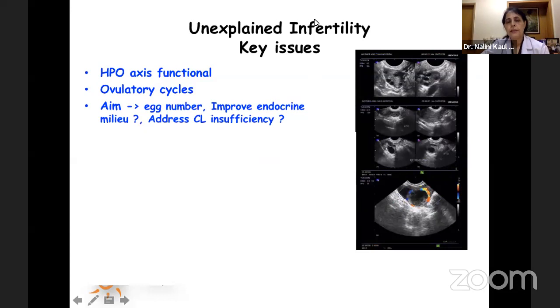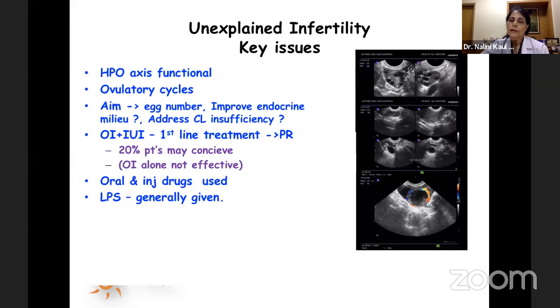Unexplained infertility. Now, what happens here? Your HPO axis is totally functional. The patient is actually ovulating. So why are we giving her ovulation induction drugs? The aim is to increase the egg number a little bit, maybe improve the endocrine milieu, maybe address simple corpus luteal insufficiency, and thereby try and improve the pregnancy rates, because 20% of patients may conceive on this first line of treatment, which is ovulation induction and IUI, and they need not go on to more complicated things like IVF.